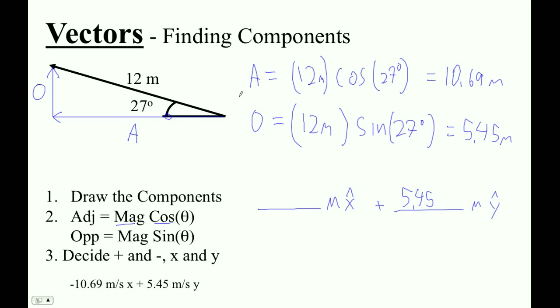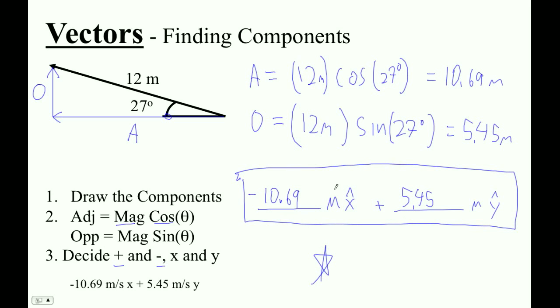This side is the adjacent side, the x direction, but notice that it's to the left, so we're going to make that negative 10.69. Okay, so when I say decide plus and minus, decide is it in the plus x or minus x? That's easy. Left is minus for x, right is plus for x. Up is plus for y, and down is minus for y. Okay? Now we're all done. This is our answer here.